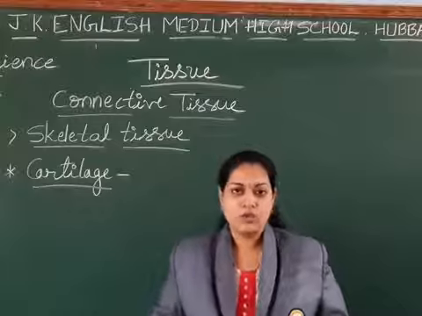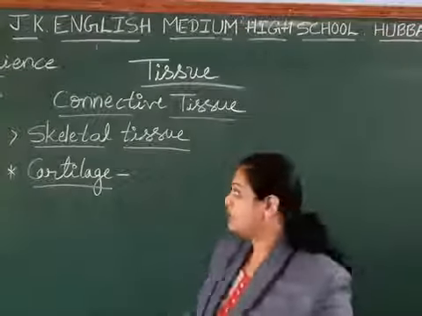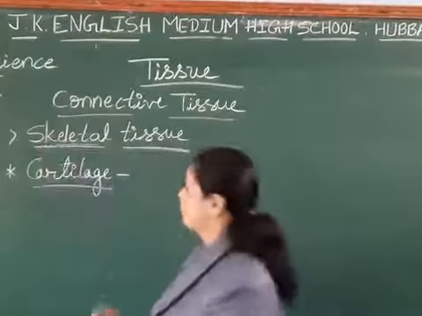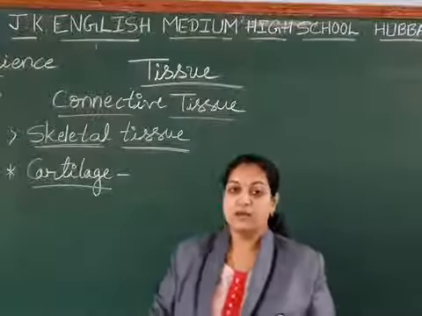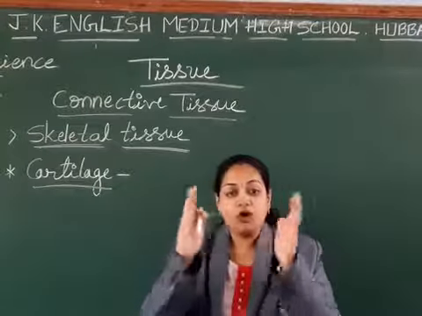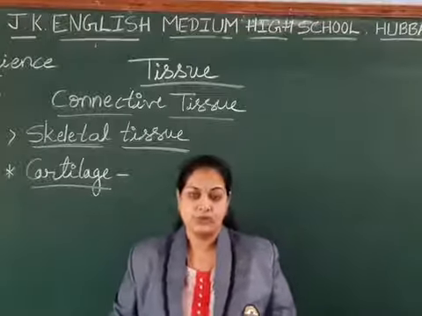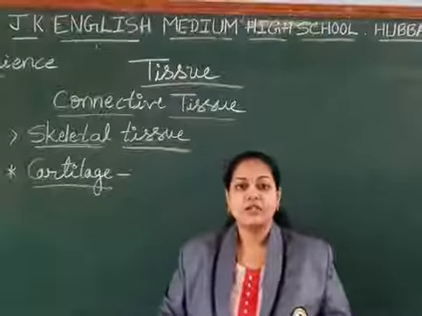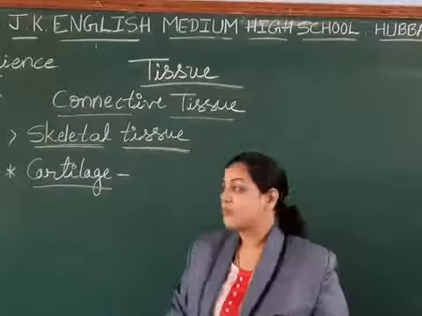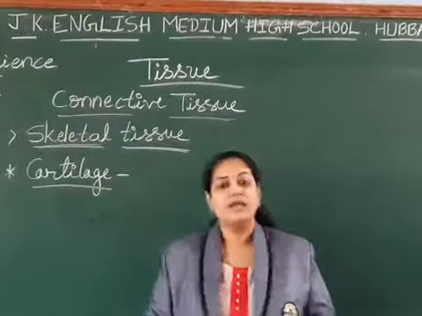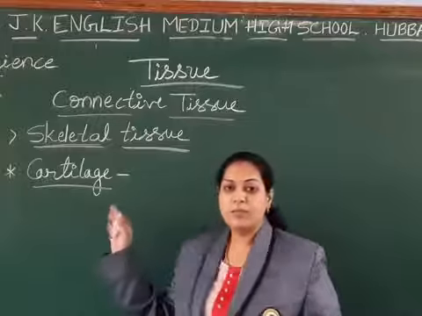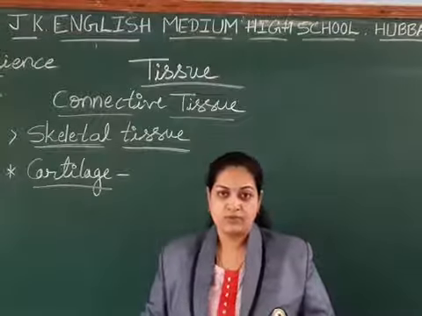So let us continue, students. The next type is skeletal tissue. See, the name itself tells us it forms our skeletal system, so it is called skeletal tissue. Under skeletal tissue, 2 types come, students. One is cartilage and one is the bone. So let me begin with the cartilage first.